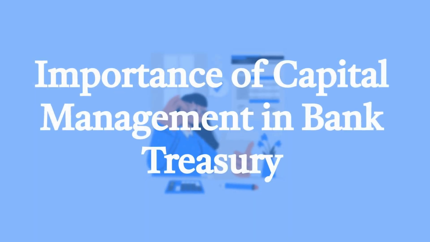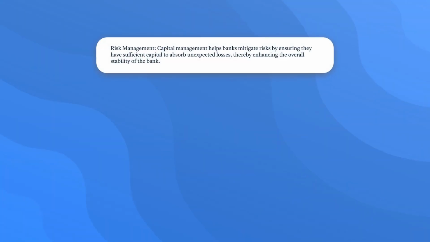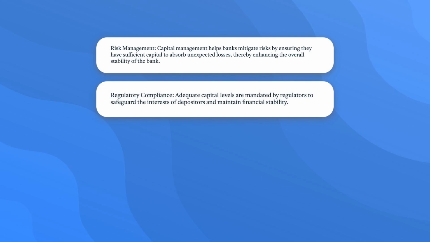Importance of capital management in bank treasury. Risk management. Capital management helps banks mitigate risks by ensuring they have sufficient capital to absorb unexpected losses, thereby enhancing the overall stability of the bank. Regulatory compliance. Adequate capital levels are mandated by regulators to safeguard the interests of depositors and maintain financial stability.